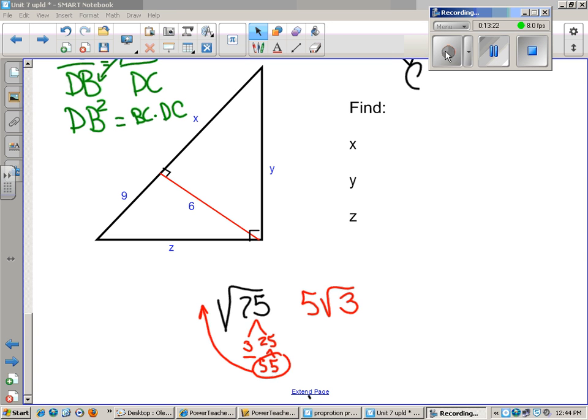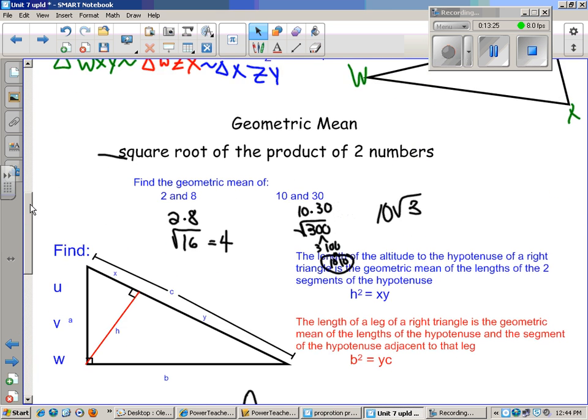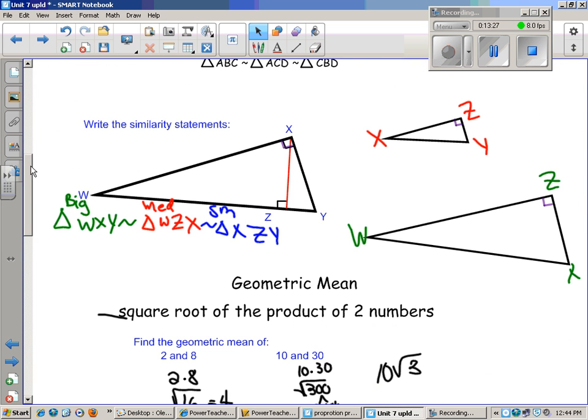All right, so today what I really wanted you to get was writing similarity statements, putting the corresponding parts together, and calculating geometric mean. All right, do we feel like we got that? Okay.